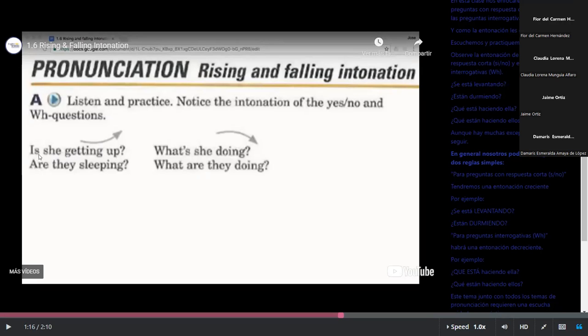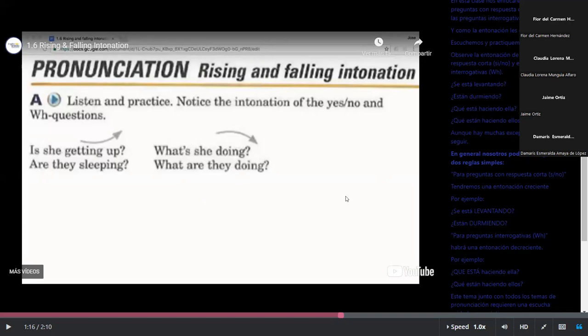Is she getting up? Getting up. Okay. Is she getting up? Getting up. Yes. Okay. Are they sleeping? Right. What's she doing? Doing. What are they doing? Doing. Yes. Okay. Thank you. Claudia.